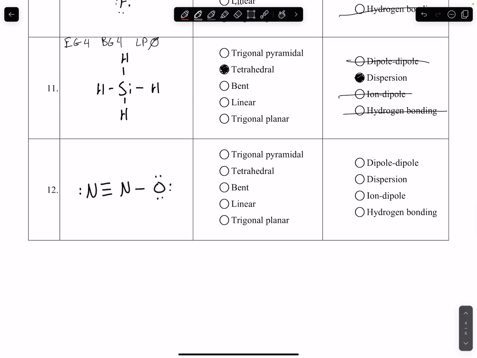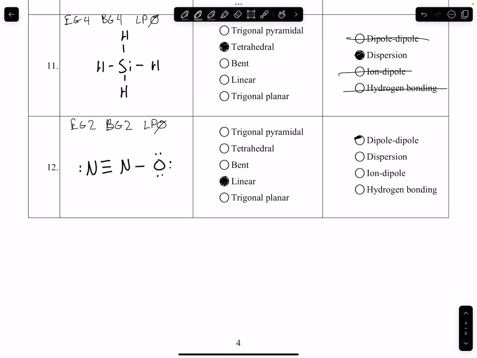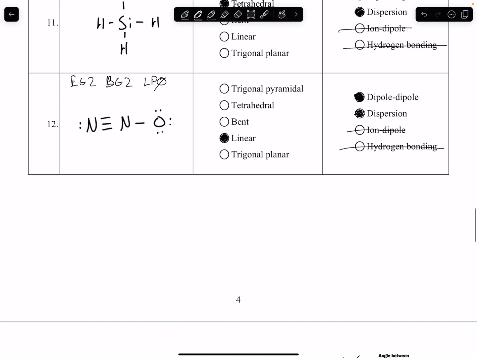This last one's a little bit weird, but remember, we're only looking at the central atom. So electron groups, 2. Bonding groups, 2. Lone pairs, 0. Erase those, they look like extra bonds. That's linear. And there's an electronegativity difference between the nitrogen and the oxygen, which means that this is polar and has dipole-dipole and dispersion. And again, no ion-dipole, no hydrogen bonding.